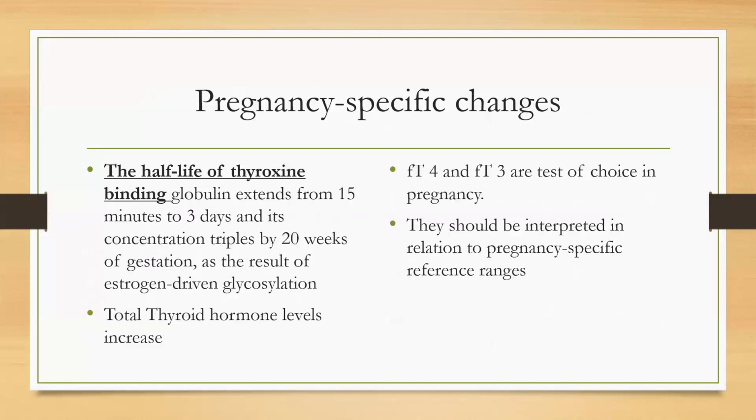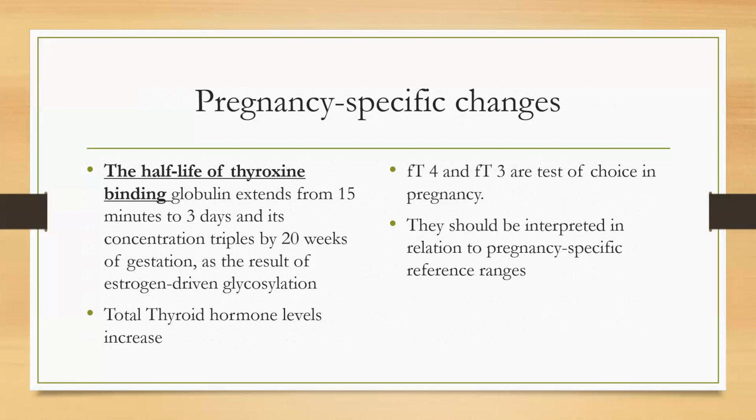So in pregnancy, we should use pregnancy-specific ranges of thyroxine level. Why? Because in pregnancy, there are specific changes which alter the level of thyroxine in the maternal blood. So what are the changes? The half-life of thyroxine binding globulin extends from 15 minutes to 3 days. Its concentration triples by 20 weeks of gestation as a result of estrogen-driven glycosylation.